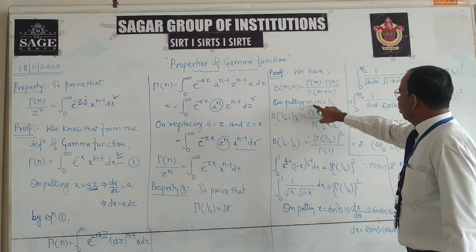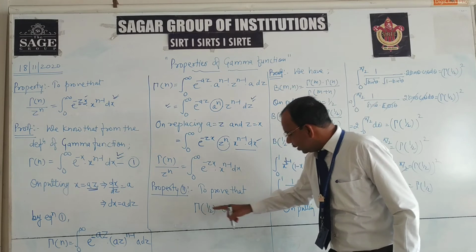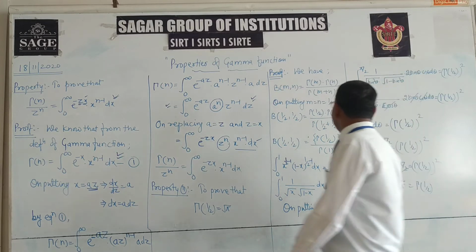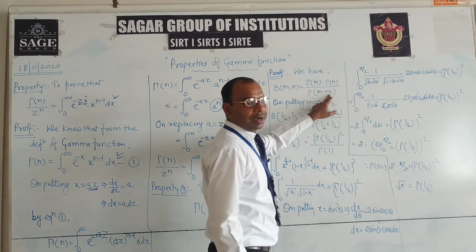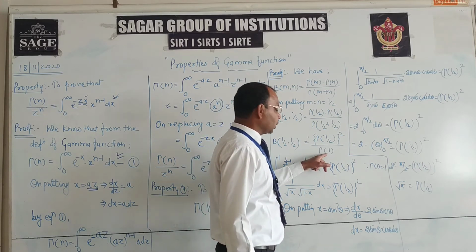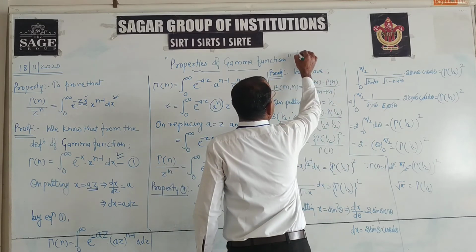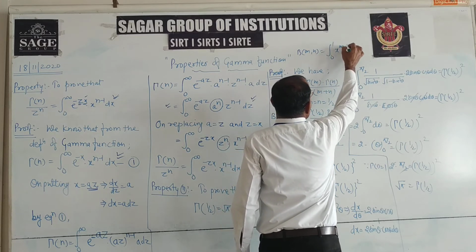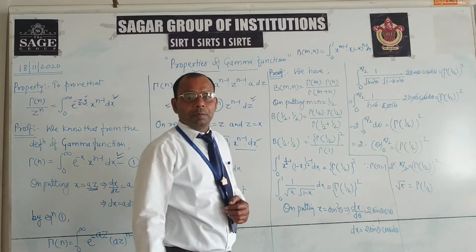So on putting m equal to n equal to 1 by 2, we get gamma 1 by 2 into gamma 1 by 2 upon gamma of 1 by 2 plus 1 by 2, which is gamma 1, and we have also proved gamma 1 is equal to 1. And beta m,n is equal to the integration from 0 to 1 of x to the power m minus 1 and 1 minus x to the power n minus 1 into dx. This is the formula of the beta function.